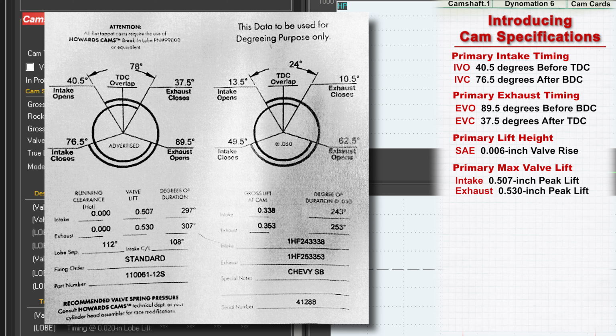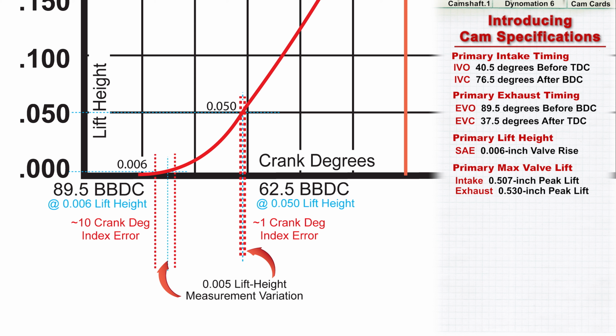Secondary specifications are included to help engine builders accurately install the cam at the precise rotational position, called index, requested by the cam manufacturer. Here's how that works. As described earlier, the 6,000th inch SAE valve lift points mark when the valves just begin or just end meaningful lift. However, precisely measuring these low lift heights during cam installation can be difficult and can lead to index errors. To help eliminate these issues, secondary timing points are used.